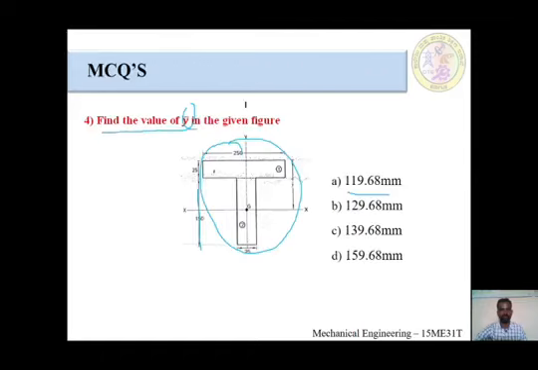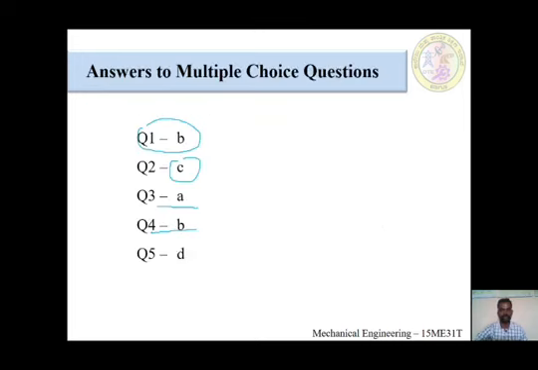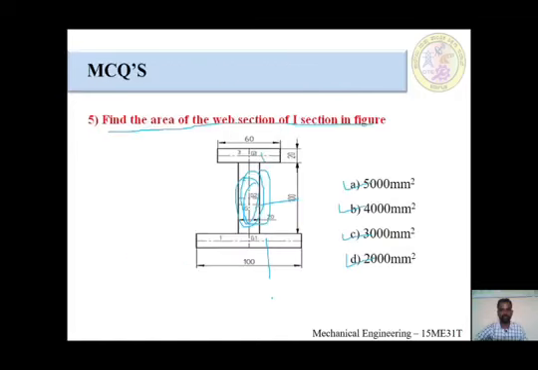After that, the question number 4 answer is B, 129.68 millimeter. This is the answer for Y bar value of the T section. Lastly, question number 5 is D. We have to calculate the area of this part. For that reason, we got the value 2000 millimeter square.